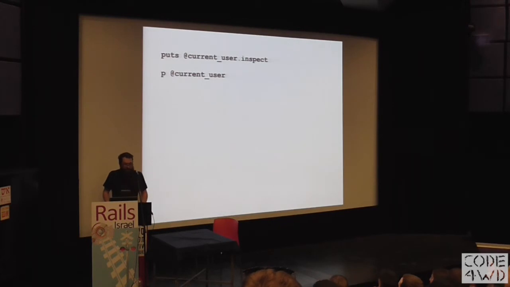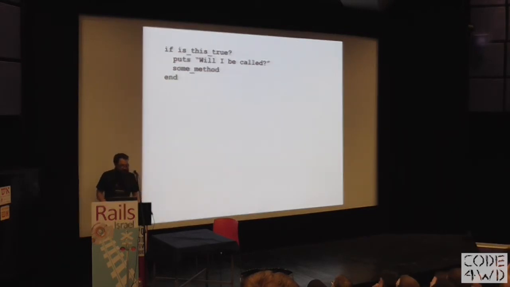Usually, before I actually got into programming on a bigger scale, at a professional level, let's call it that, I had lots of puts sprinkled over my code. Puts the current user object, inspect it, what is in this thing. The problem with that is you only get a little glimpse. Or, is this true? Will I be called even? Where is this coming from? Is this predicate even returning true? All this stuff.